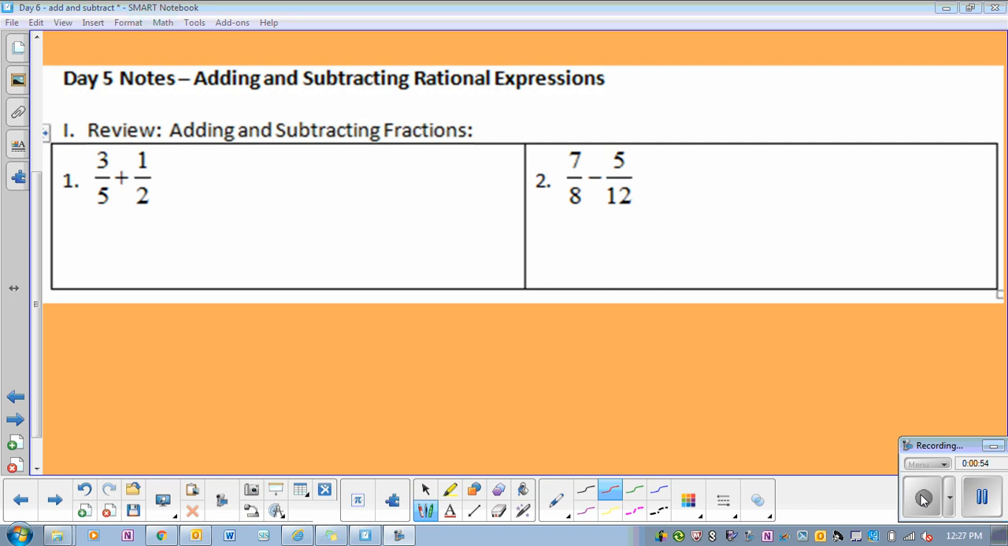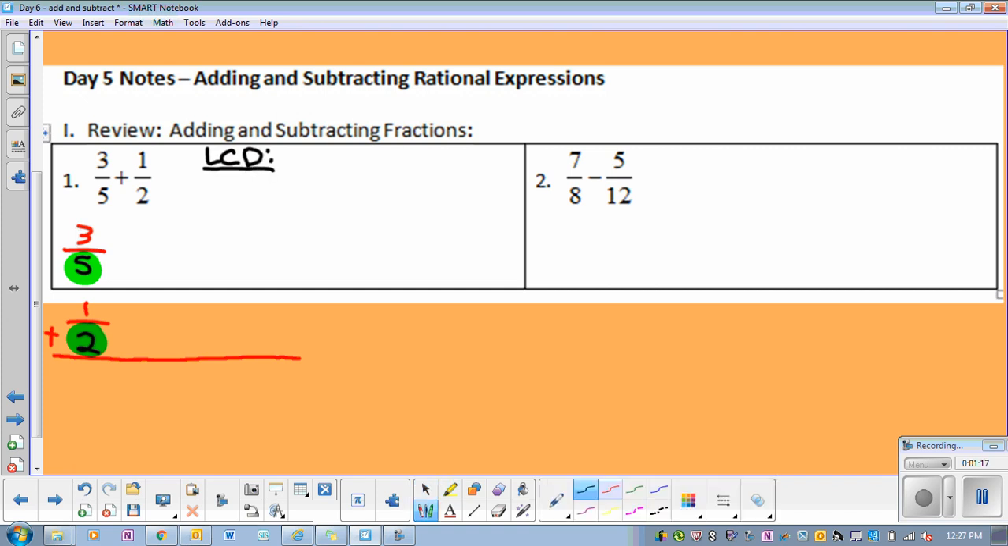Right now, these two don't have a common denominator, right? So if you have 3/5 and 1/2 and you're adding these two together, you need to make sure that their denominators are the same. Right now it's 5 and 2. In order to find the least common denominator, you need to find the least common multiple. In my first fraction, I have a 5 in my denominator. In my second fraction, I have a 2 in my denominator.